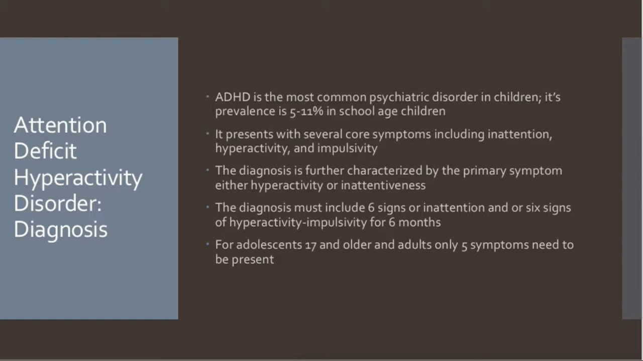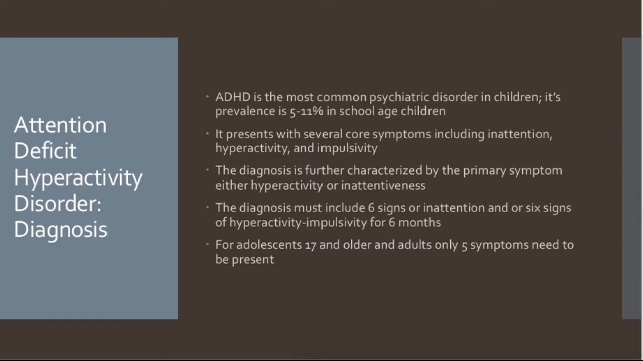And the other important point that you're going to want to know besides that one for your boards is that for people above the age of 17, or older adults who are getting diagnosed, they actually only have to have 5 of these core symptoms in order to be diagnosed. So actually the number of symptoms goes down, which is kind of counterintuitive. You think you would maybe need more in order to diagnose ADHD in an adult, but that's not actually true.